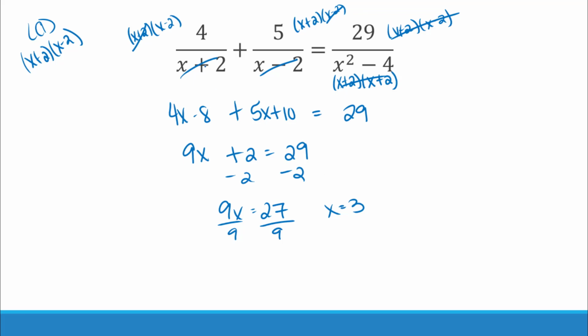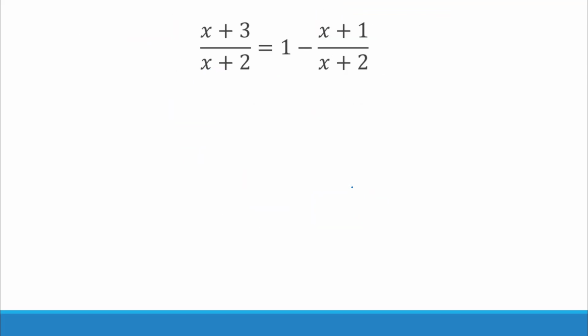Now, does 3 cause any of the denominators to be equal to 0? No, it doesn't. So that is a solution to this equation. Let's look at one more.